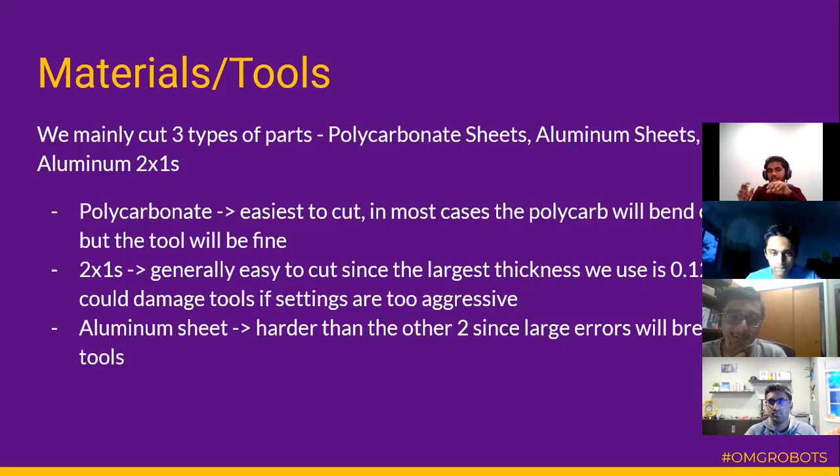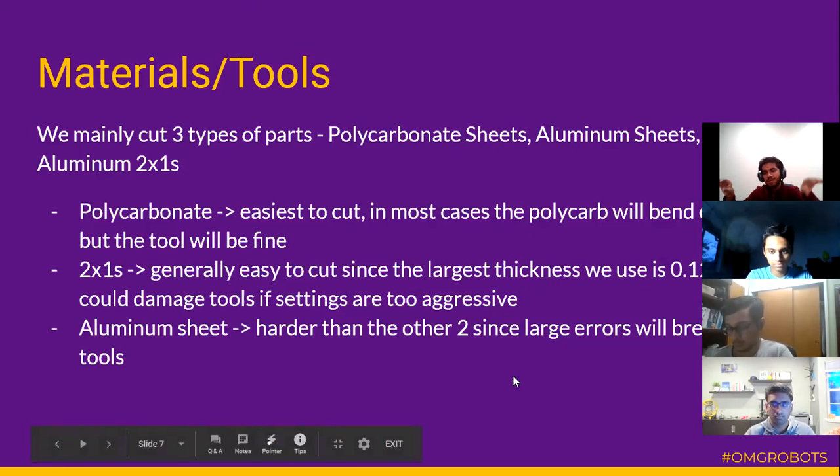2x1s are made out of aluminum, so they're a lot harder to cut. But generally we use the hollow 2x1s. They have a thickness of 1/8 inch or 1/16 inch, which is very thin, so you can get away with mistakes in some cases. If it's too aggressive, you're gonna break stuff, but it's generally fine. Aluminum sheets are basically the hardest things to cut, because if you do make mistakes, it generally ends up with really loud noises that tell you something's about to break. And if you don't do anything about it, it'll break. Especially 1/4 inch aluminum that we use for drivetrains and stuff. So that's the general tier of things.